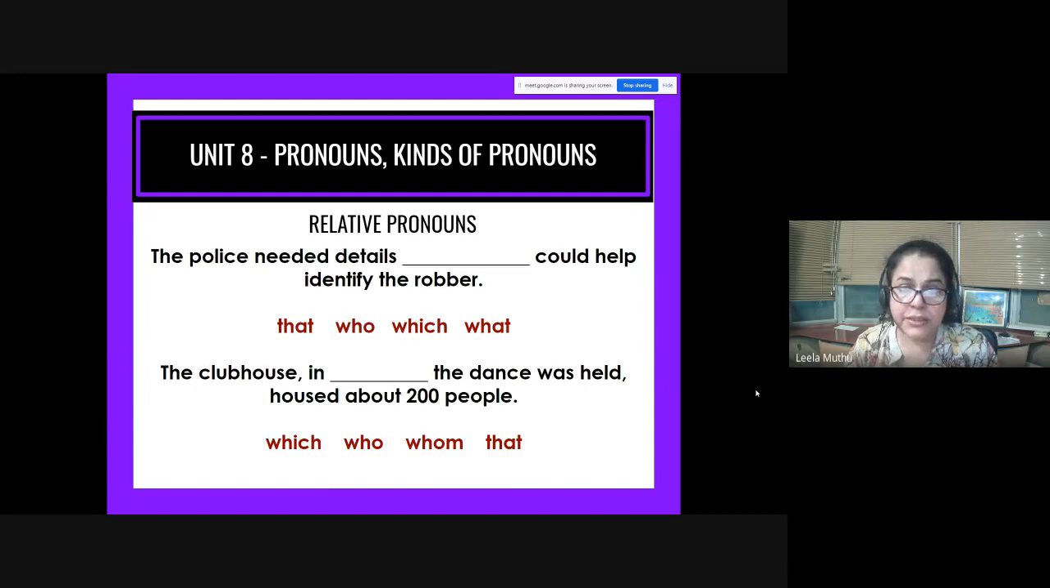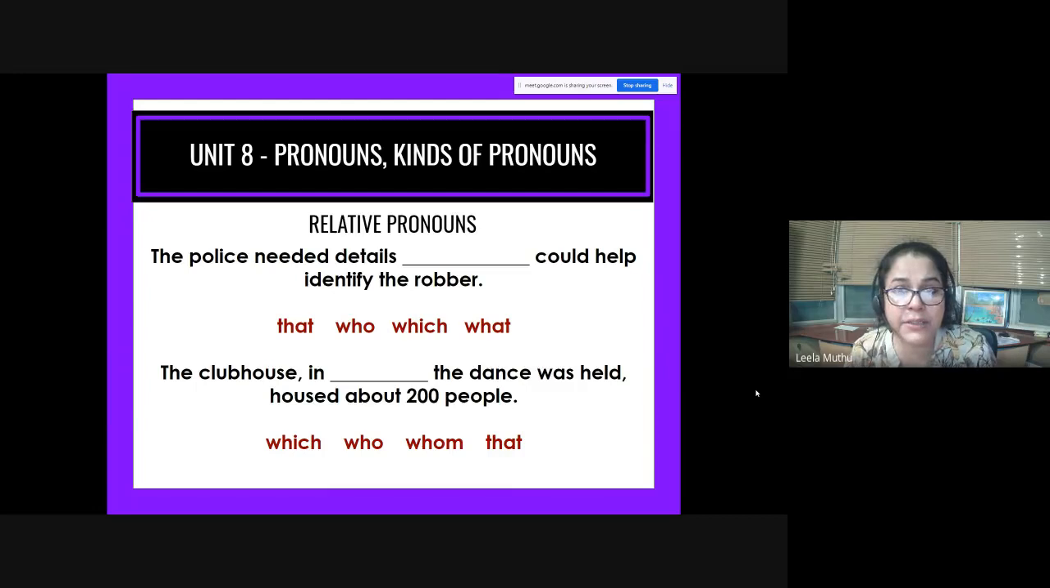The clubhouse in dash the dance was held, housed, meaning it could accommodate about 200 people. Now we're talking about the clubhouse. So it is a non-living thing. We have to use which or that, right? So let's see what answer you got.